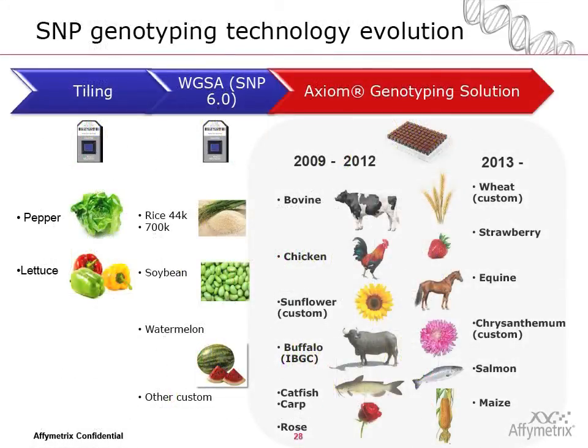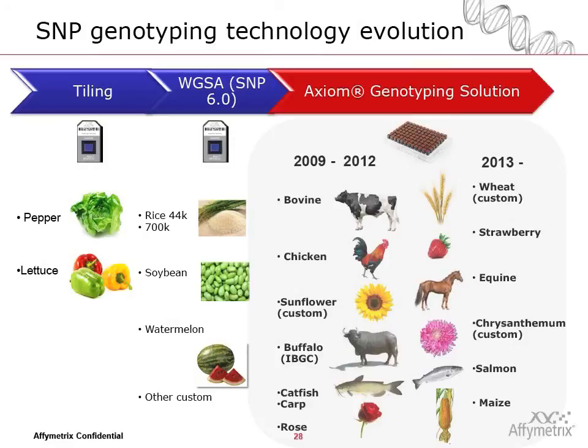Affymetrix SNP genotyping technology has evolved quite a bit. We started our collaboration with Dr. Susan McCouch on the RICE44K. We've learned quite a bit from there. We've designed multiple species on our cartridge arrays. And then when we launched Axiom Genotyping Solution in 2009, we've designed a number of custom arrays.